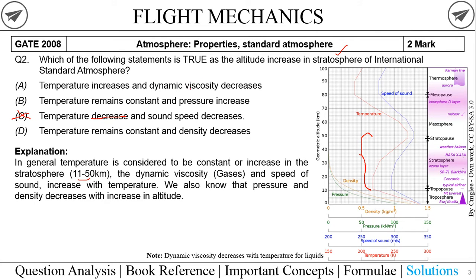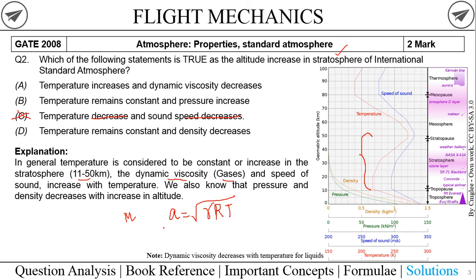Now, dynamic viscosity. Talking about dynamic viscosity, the dynamic viscosity of gases and speed of sound increase with temperature. So, dynamic viscosity is nothing but mu, and speed of sound is nothing but A. So, we know that the basic formula for A is square root of gamma RT. So, here we can see that speed of sound is directly proportional to the temperature. So if temperature increases, the speed of sound also must increase. Here we can see the temperature is either constant or increasing. So any option mentioning that speed of sound decreases is wrong.